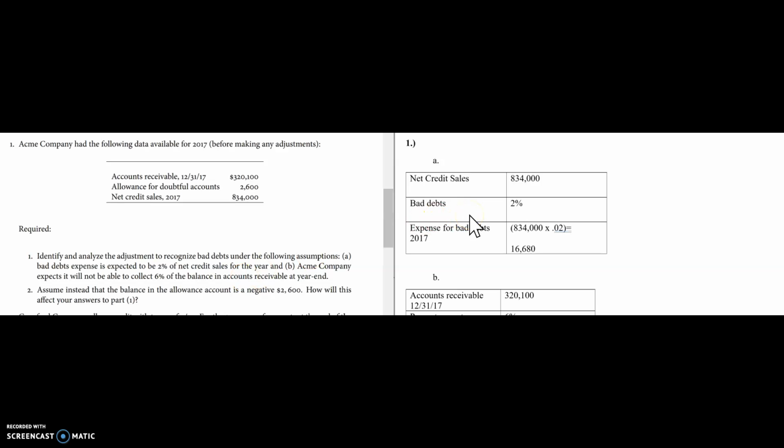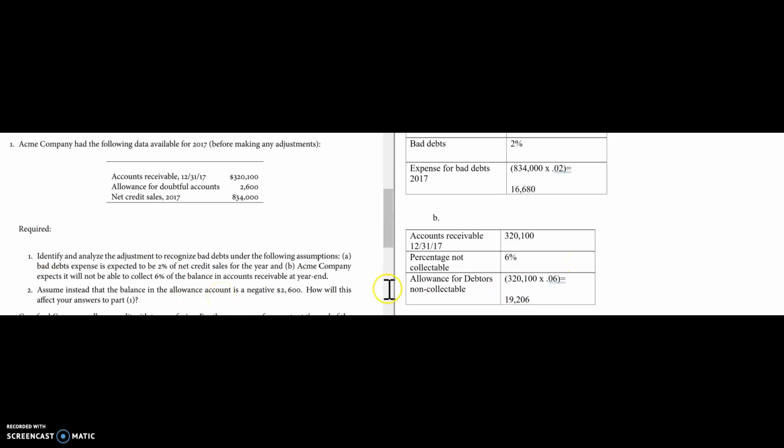So in order to go about solving this, set up a table here on the right. We have the net credit sales, which was given at $834,000, and the bad debts expected percentage of 2%. Therefore, we simply just multiply the net credit sales by the bad debts percentage in order to find the expense for bad debts of 2017, which comes out to $16,680.